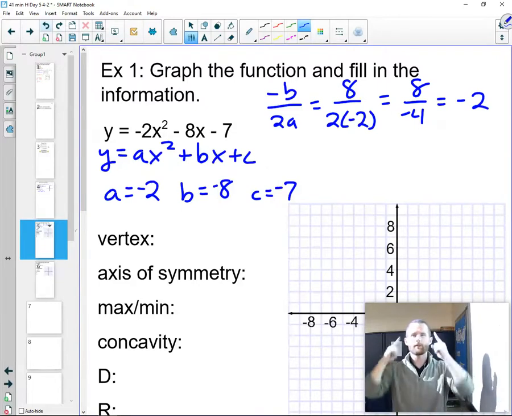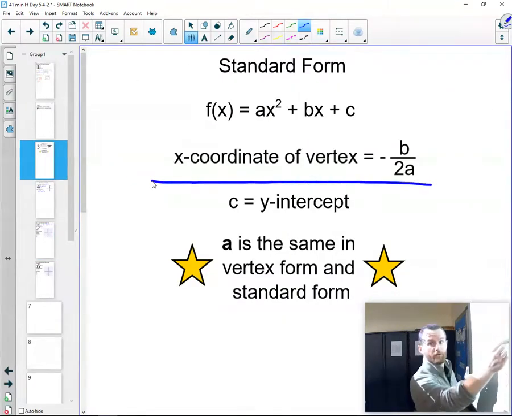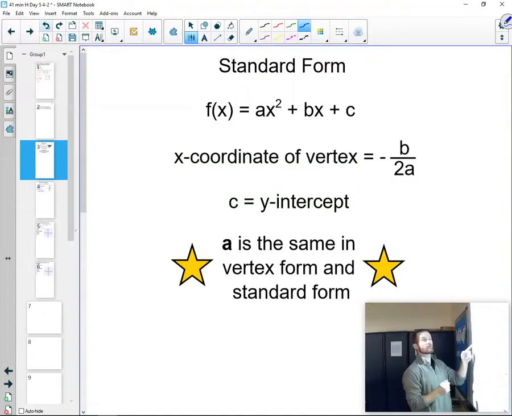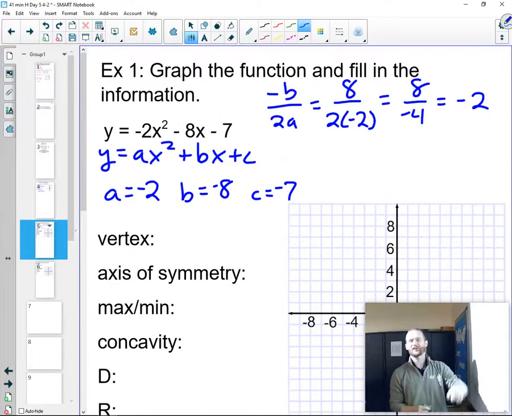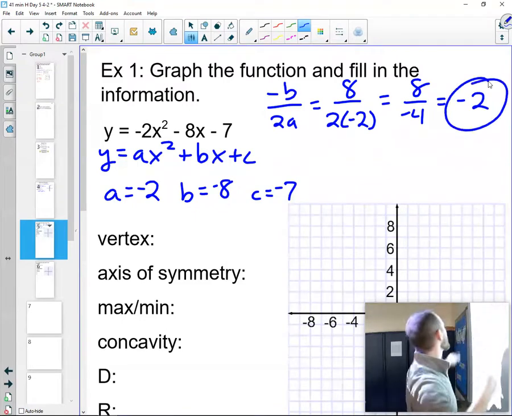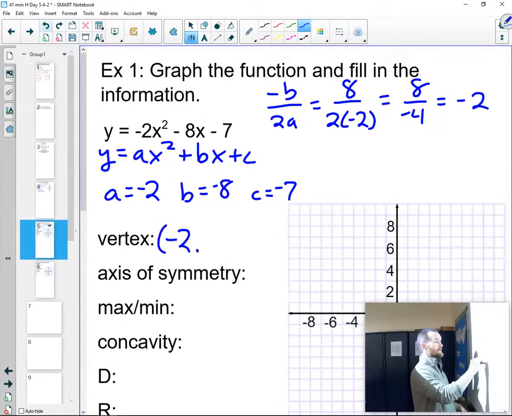Okay, so we found a number, but we have to keep track of it. What was that number going to represent? What does this negative b over 2a get us? Well, it's the x-coordinate of the vertex. So what we just found here, this negative 2, is the first part of our vertex. So the vertex is going to be negative 2, something.